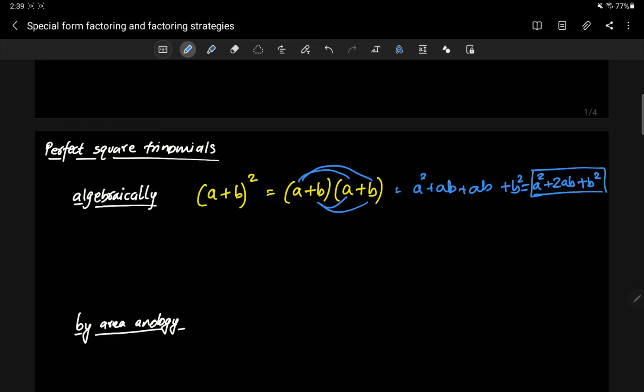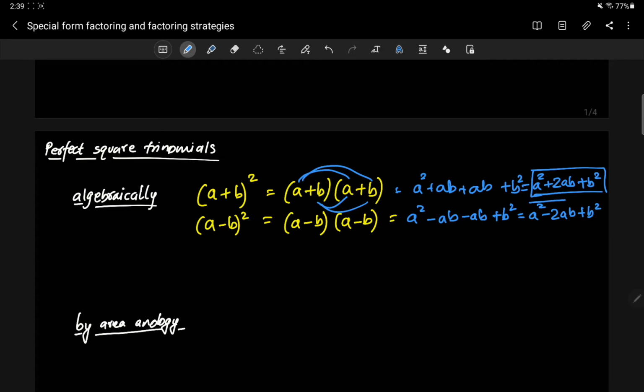Okay. Similarly, if instead of the plus version, I had a minus version, this would be (a minus b) times (a minus b), which, when you do the same thing, now you have two negative ab's instead of positive ab's, so you get a squared minus 2ab plus b squared.